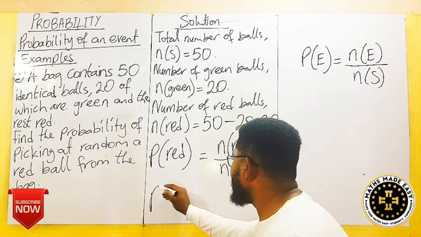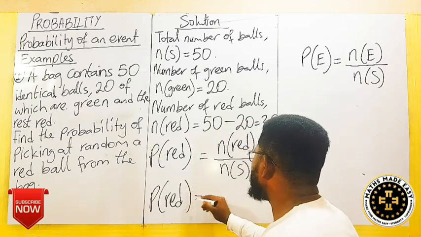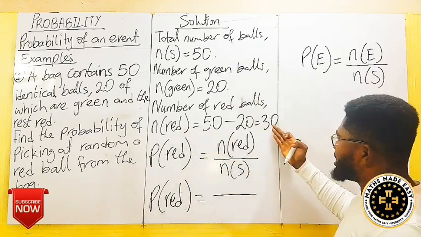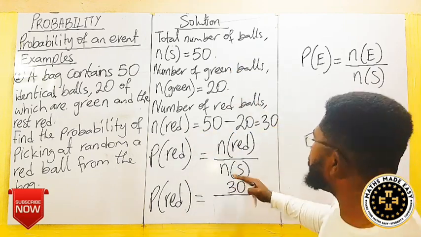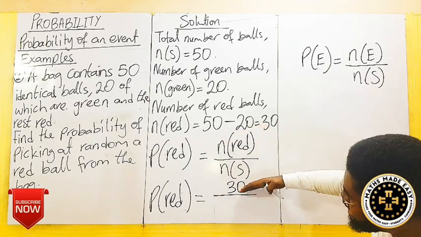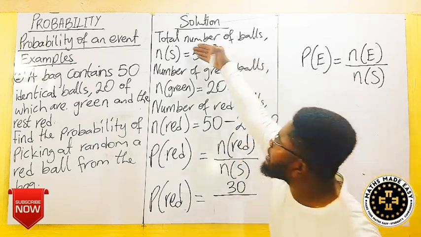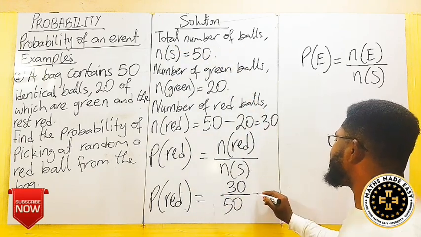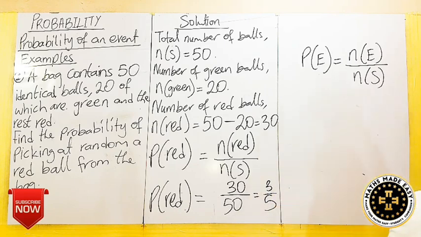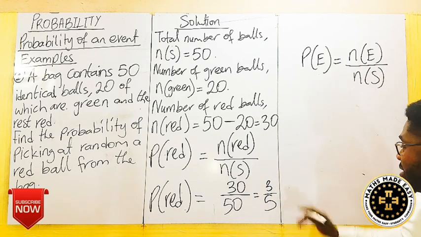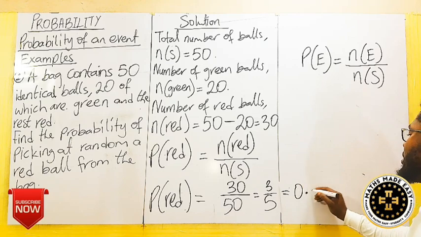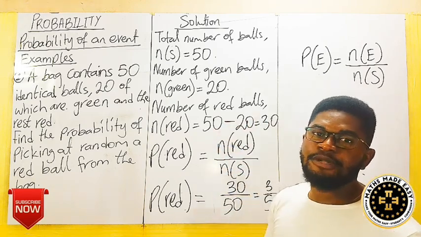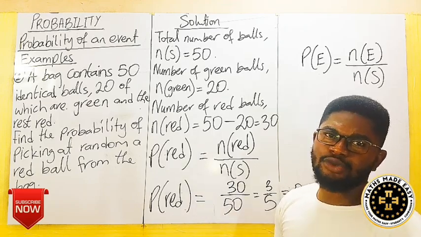Now let's put the values in there. So what is the number of red? Of course, the number of red is here. We calculated this as 30. So 30 up here, number of red is 30. Number of sample space, when you look at it, is 50. So bring it here, 50. Now reducing this will give us 3 over 5. And converting 3 over 5 will get 0.6. So we get 0.6 as our decimal. So ladies and gentlemen, the probability of red is 0.6. Please pause the video and go through well. Thank you.